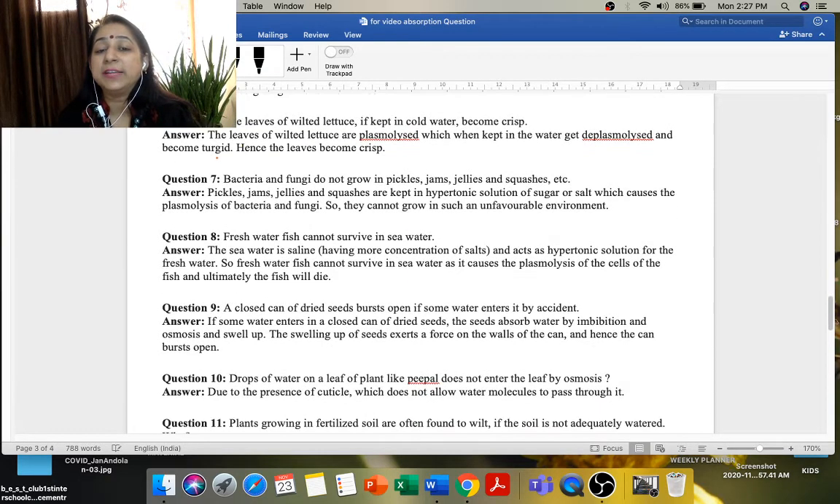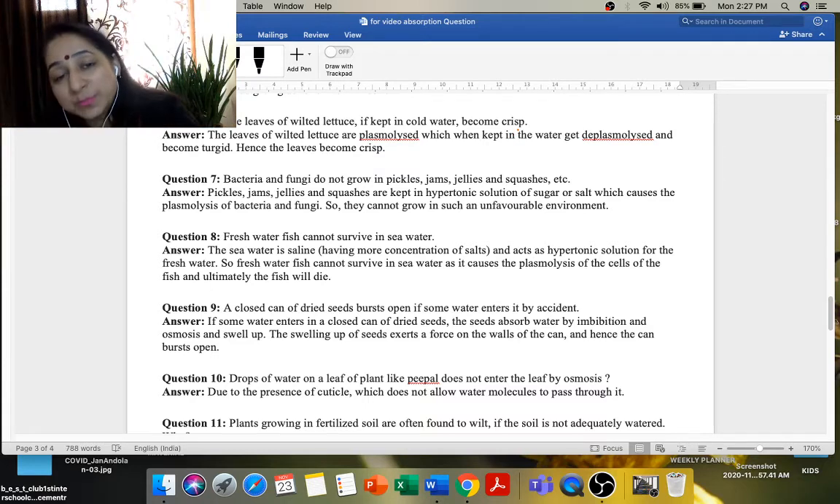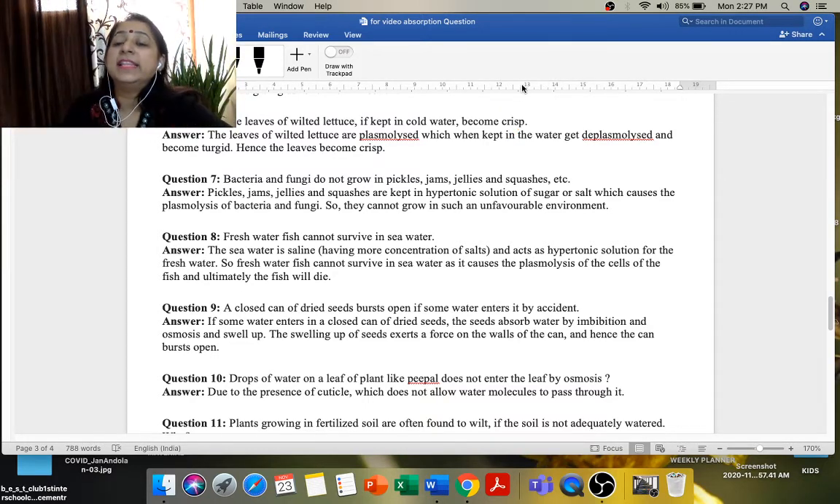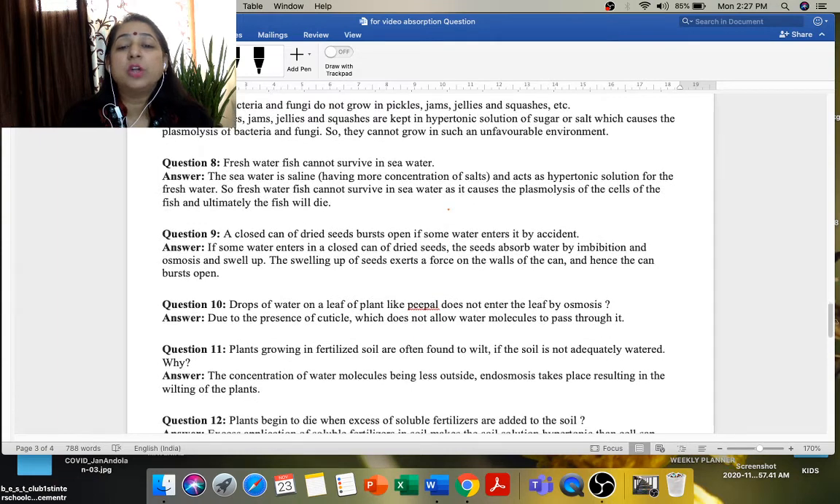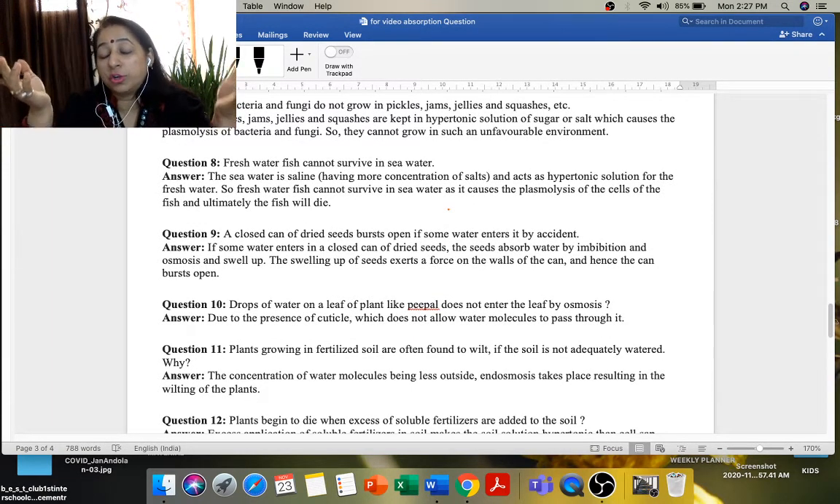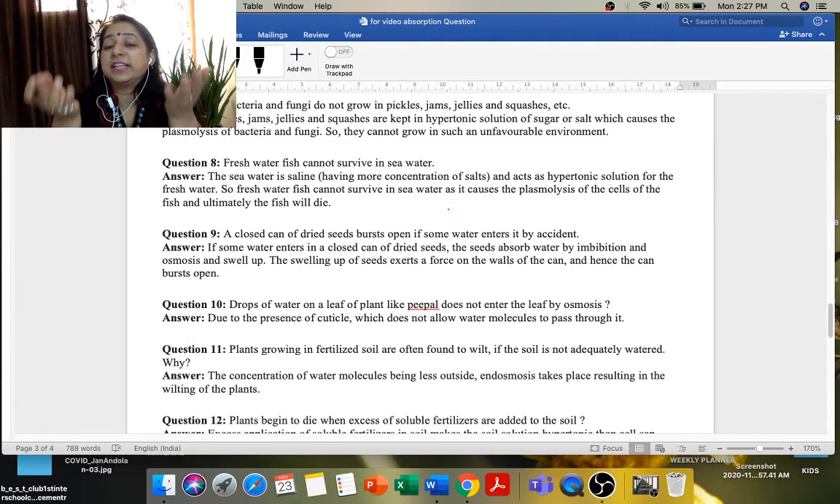Leaves of wilted lettuce when kept in cold water become crisp because the leaves are in a plasmolyzed state. Wilted lettuce, when placed in cold water, again gets deplasmolyzed. Again they swell up. Bacteria and fungi do not grow on pickles, jams, jellies and squashes because the salt and sugar concentration is high in them. So if the bacteria start growing on them, they lose water and they start dying.